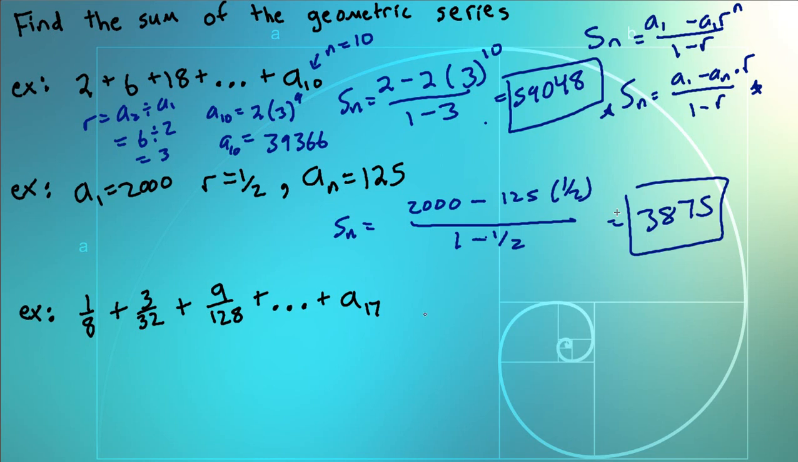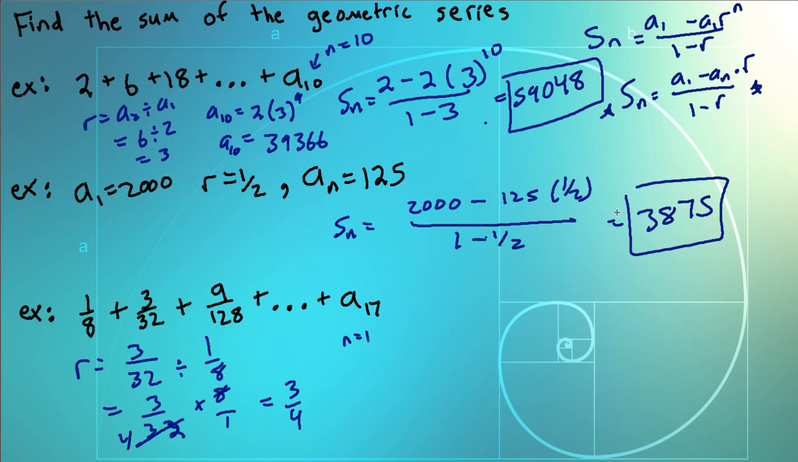Okay, this one. So we have some fractions going on here. So let's get our ratio. Our ratio will be 3 over 32 divided by 1/8. And we can keep, flip, change that. That's a 32. So our ratio is 3/4. Yeah, it looks good.